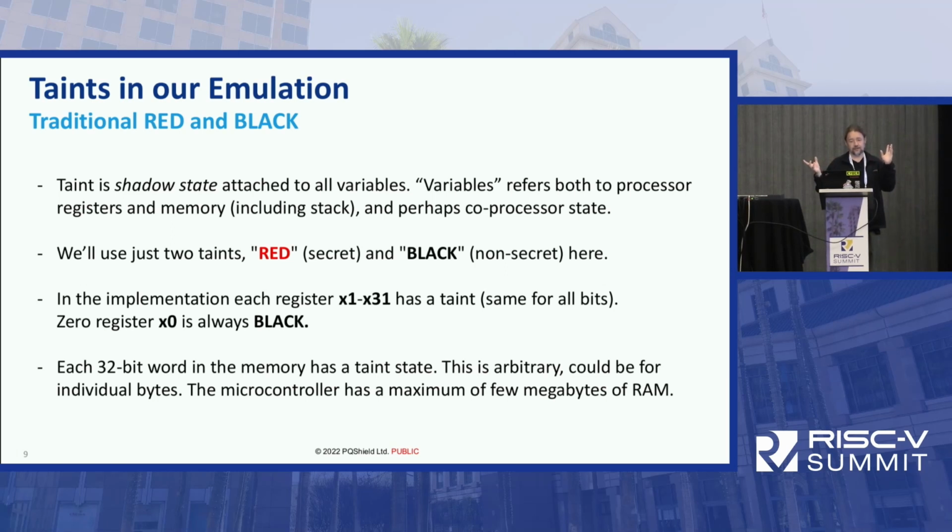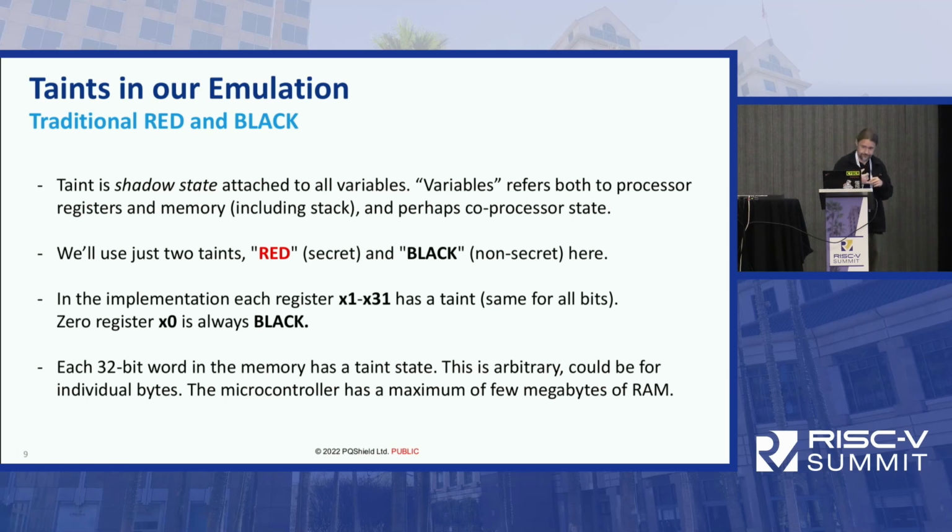Traditionally, these are called red and black. So red is something that's secret and black is non-secret in my terminology. I have an entire shadow state of all variables. You can think of the register set and basically your writable memory as state. In a little microcontroller, that's something I can double in my emulator and have two copies, where the other copy tracks, for each byte, an additional bit which says whether or not it's red or black.